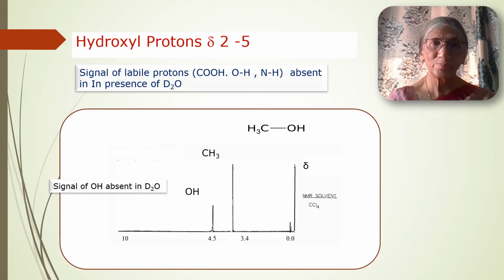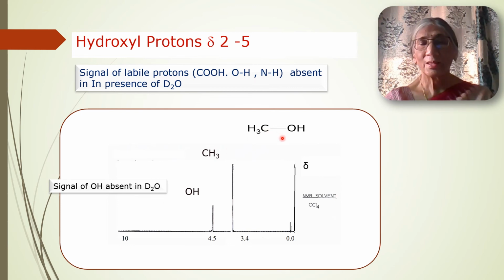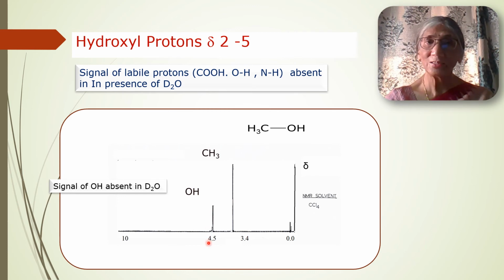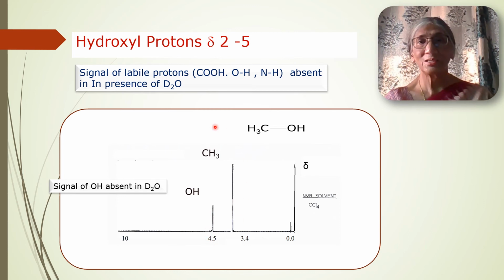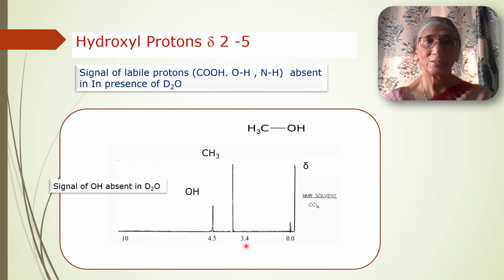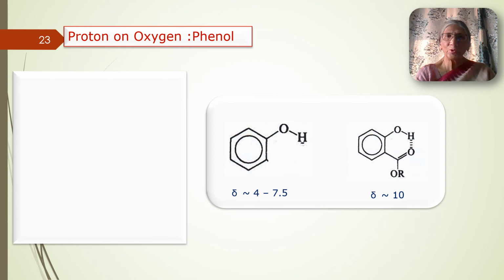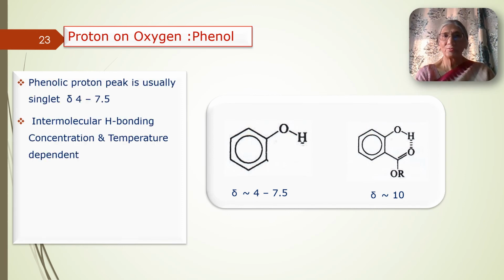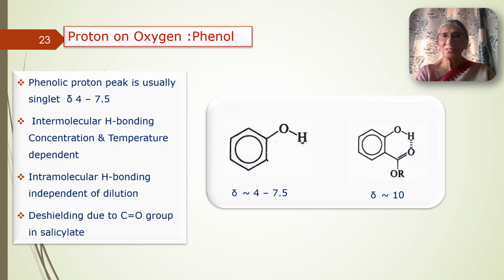This is the NMR spectrum of methyl alcohol, and it shows two signals, one because of the methyl protons and one because of the hydroxyl proton. The signal from the hydroxyl proton is seen at 4.5 delta, whereas the signal from the methyl proton is seen at 3.4 delta. Phenolic proton is more de-shielded as compared to hydroxyl proton because of the resonating structures of phenol, and the signal is seen between delta 4 to 7.5.